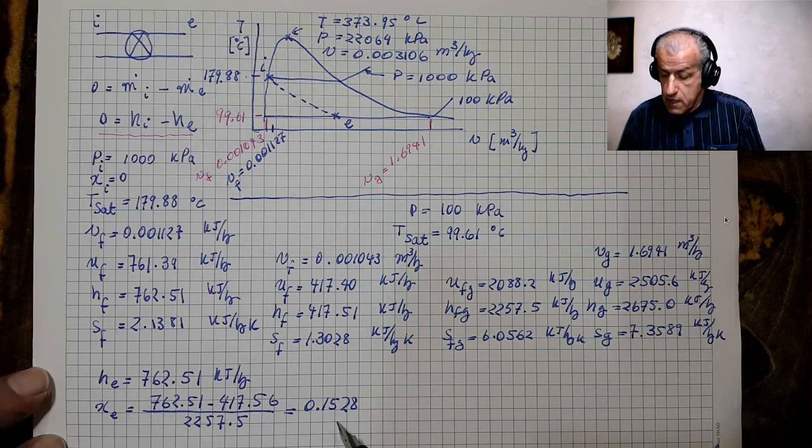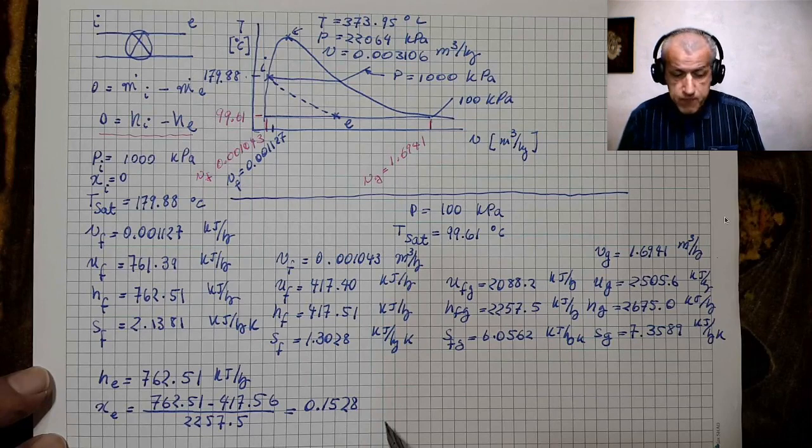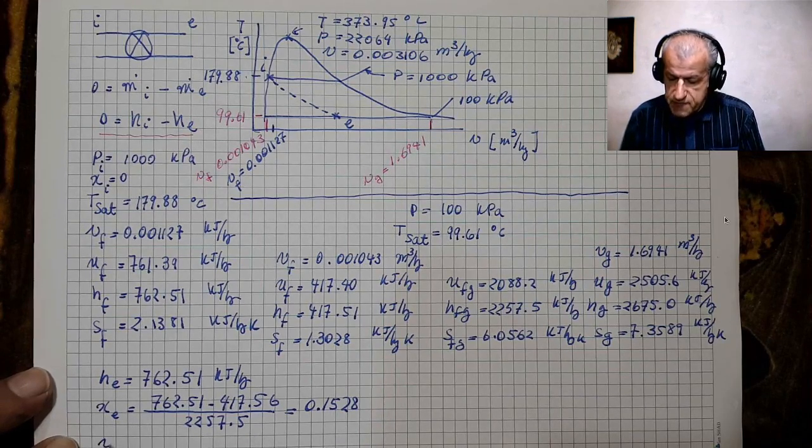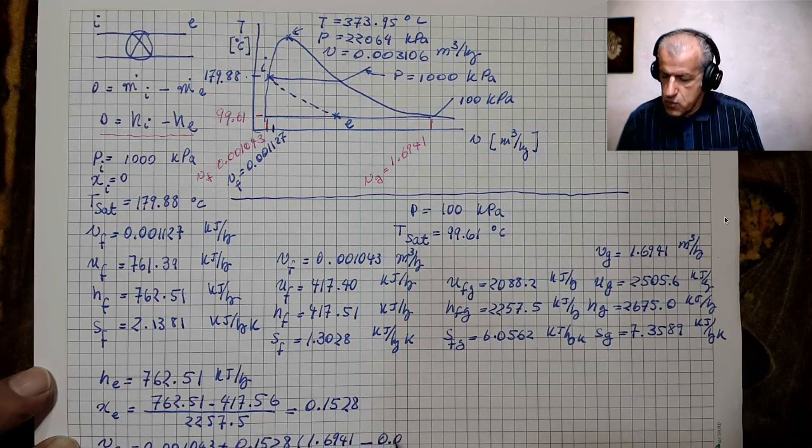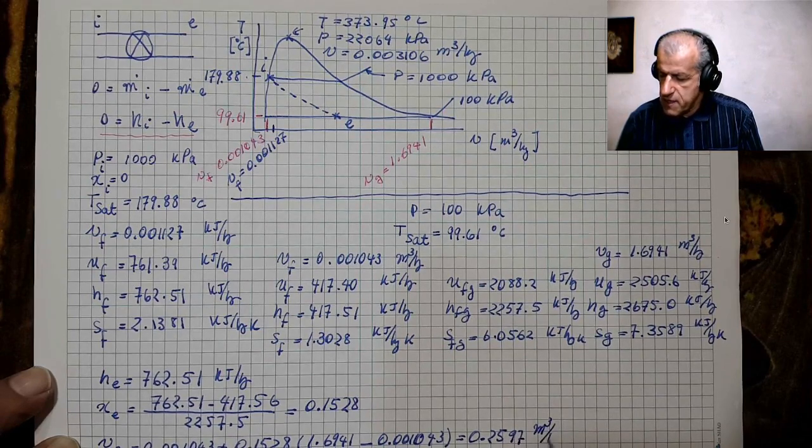Now, with this knowledge, we are in a good position to calculate other properties of E. VE, a specific volume, would be 0.001043 plus 0.1528 times 1.6941 minus 0.001043, and the result would be 0.2597 cubic meters per kilogram.